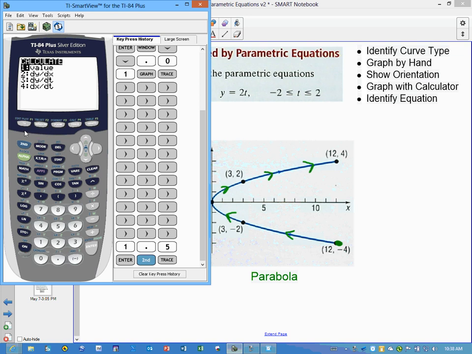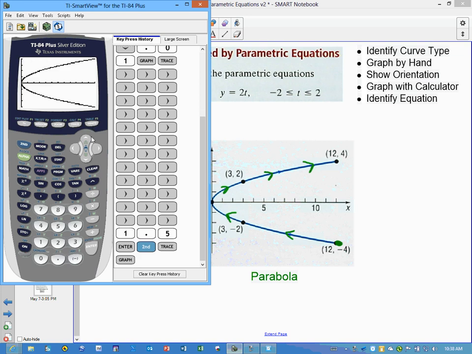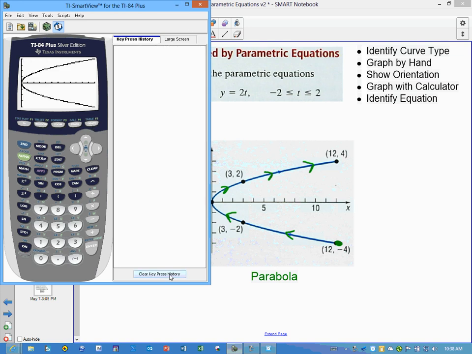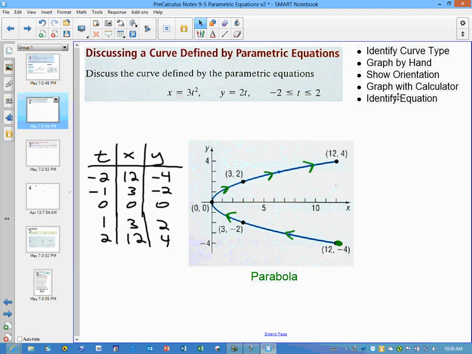All right, so let's go back to the graph, and we're going to put the calculator aside for a second. We're going to come back to it a little later. But we've graphed it with the calculator. So the last thing is to identify the equation. We want to change the parametric equation into a rectangular equation.